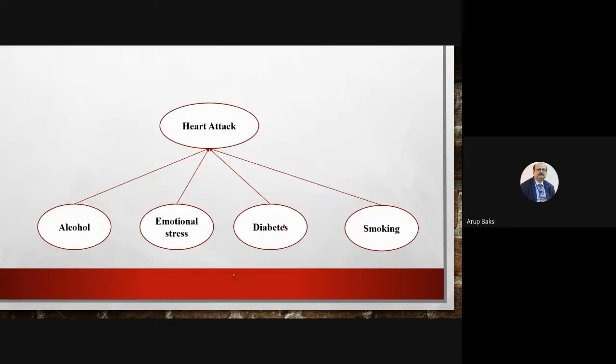This is the formative model. In case of a formative model, this is the latent construct, the heart attack. The latent factor is dependent. Now, it is dependent on what? It is dependent on the observed variables. Say, consumption of alcohol, that's an observed variable. Alcoholism is an observed variable. Emotional stress, that's an observed variable. It's responsible for heart attack.